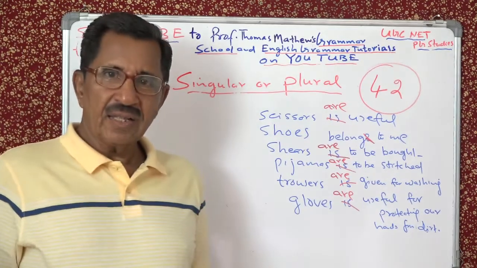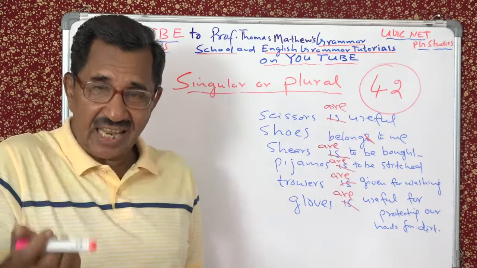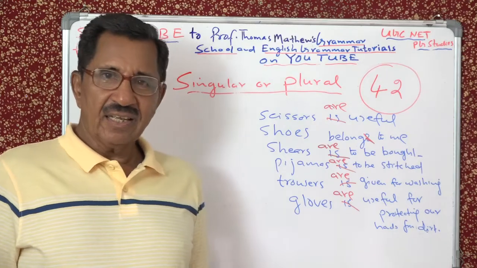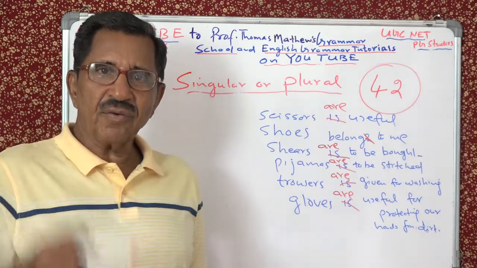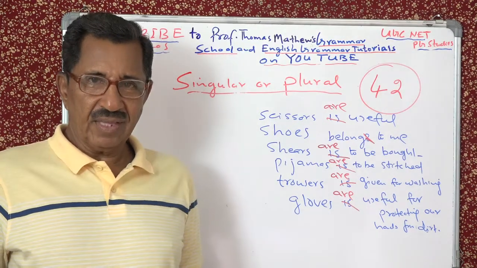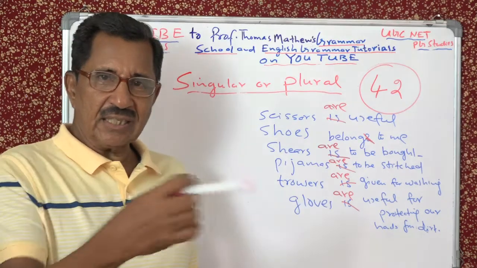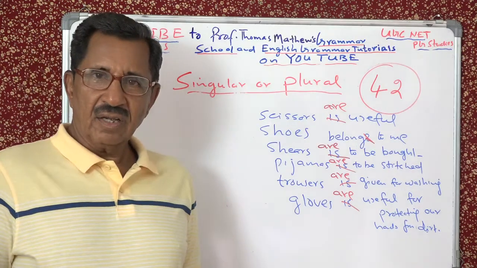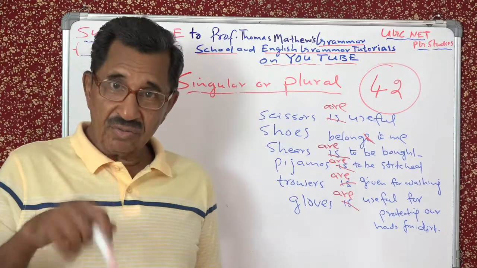Pajamas. There are pajamas with many colors and in many styles. Trousers. Our trousers are to be given for repair. Or these trousers belong to me. These trousers are to be taken to the hostel. Because these trousers, they belong to many people. Gloves. Gloves are supplied to the hospital by the government.